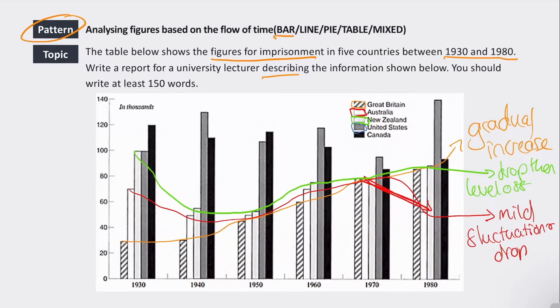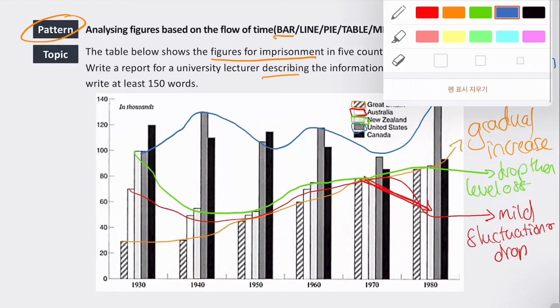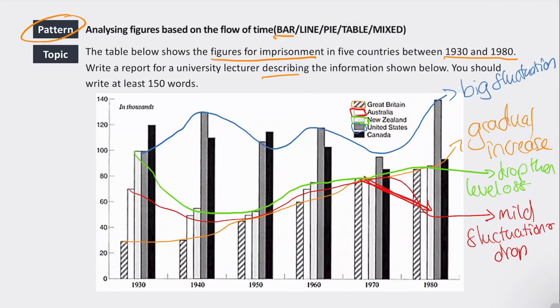Let's look at United States. Ooh, so we've got like a big fluctuation. Okay, and big increase. And then let's take a look, Canada. So you've got a gradual decrease.